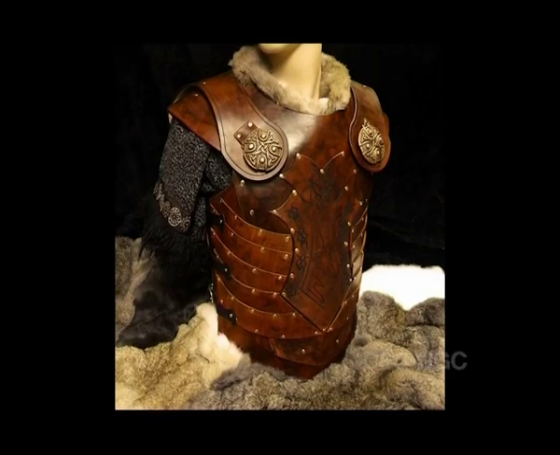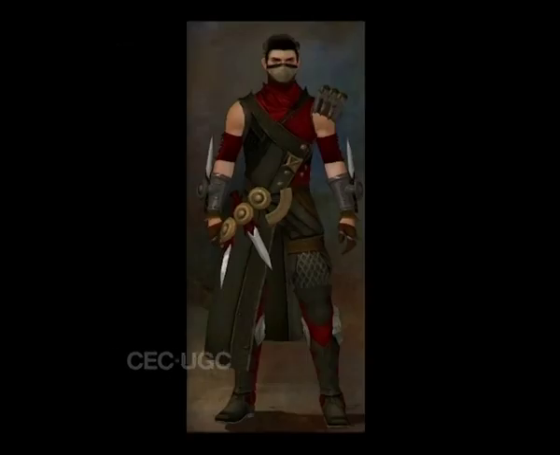This picture is of leather armor which has been embellished with bronze and brass designs. This is a picture of a suggestion of armor in fabric. So, now we move on to jewelry.